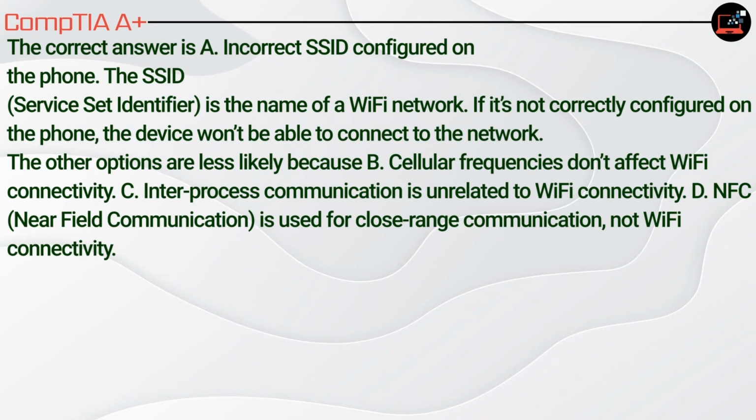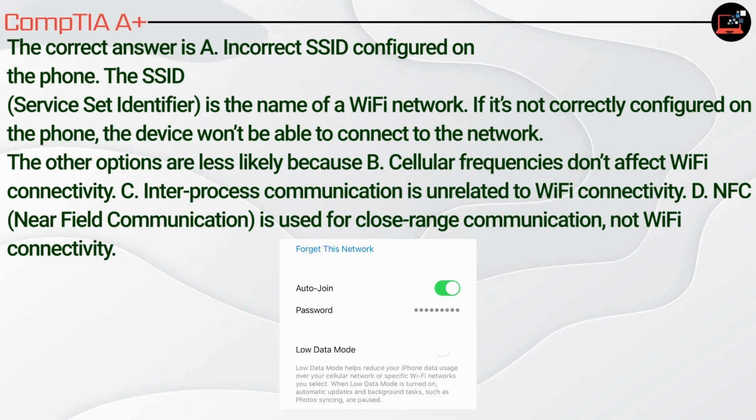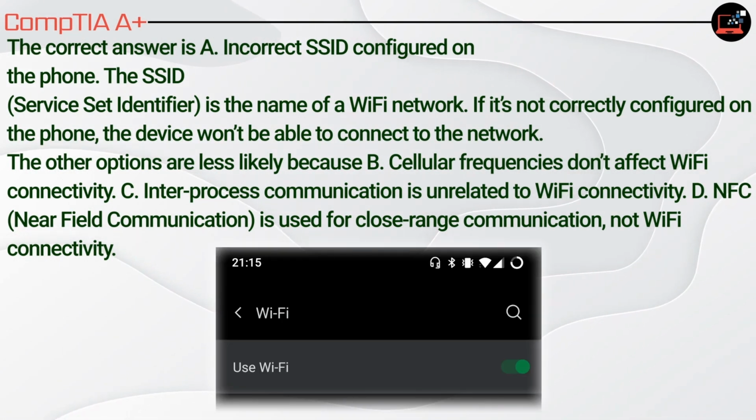The correct answer is A. Incorrect SSID configured on the phone. The SSID, Service Set Identifier, is the name of a Wi-Fi network. If it's not correctly configured on the phone, the device won't be able to connect to the network. The other options are less likely because B, cellular frequencies don't affect Wi-Fi connectivity. C, inter-process communication is unrelated to Wi-Fi connectivity. D, NFC, near-field communication, is used for close-range communication, not Wi-Fi connectivity.